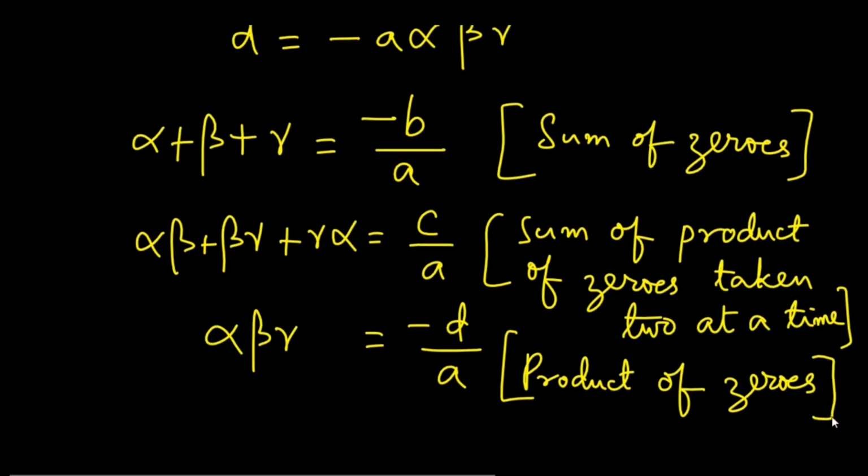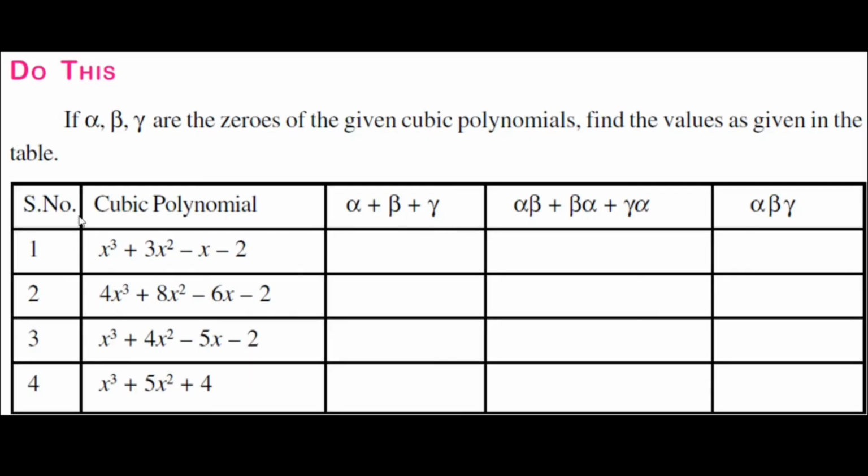Now let us see some examples. From the given examples of polynomials, let us write the relationships. See, here we have some examples of cubic polynomials. If alpha, beta, gamma are the zeros of the given cubic polynomials, find the values as given in the table: the sum of zeros, the sum of products of zeros taken two at a time, and the product of zeros.